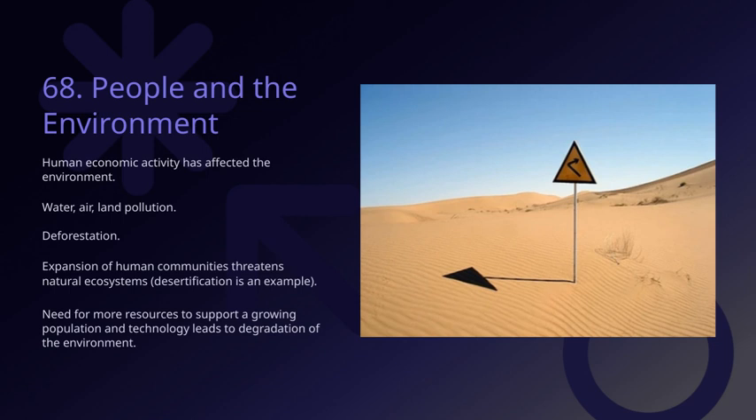Pollution of water, air, and land is also a direct consequence of our economic activities, releasing harmful substances into the environment. Overall, our human activities have significantly affected the environment, highlighting the importance of finding sustainable ways to grow and develop without causing irreparable harm to the world around us.